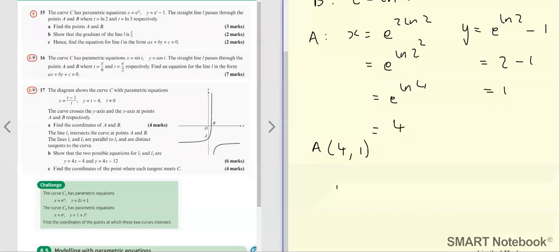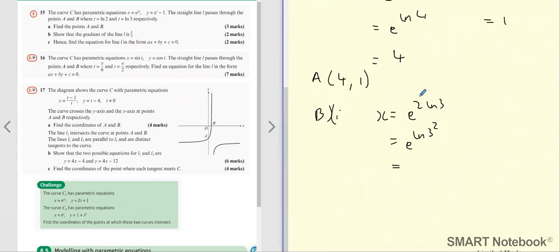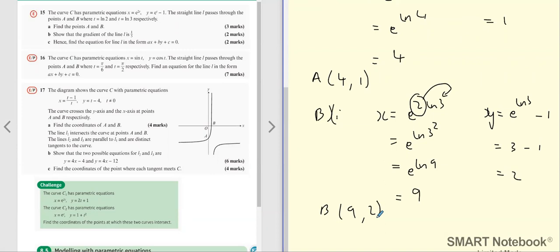And so if we look now at the coordinates for B, again following the same thing, x is going to equal e to the 2 ln 3, which is e to the ln 3 squared. Okay, just don't make a mistake on that part. That is a common area of mistake. We're going to have to use the power law and bring that to the top. And so we get e to the ln 9, which is 9, and y equals e to the ln 3 minus 1, which is 3 minus 1, which is 2. So we've got the coordinates now of B as being 9 and 2. Okay, any questions there? Does that make sense?